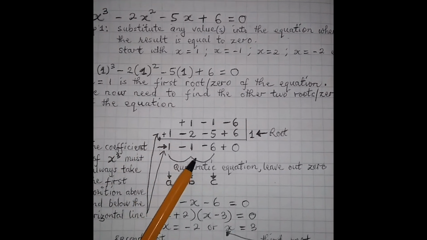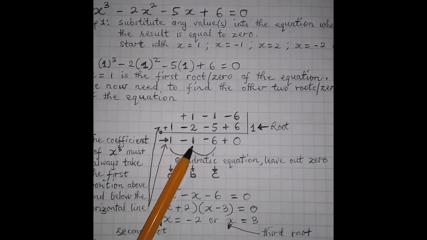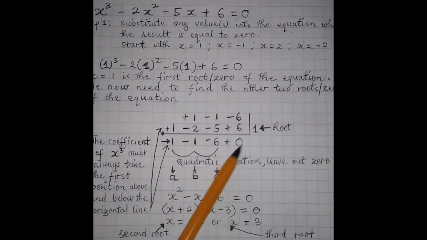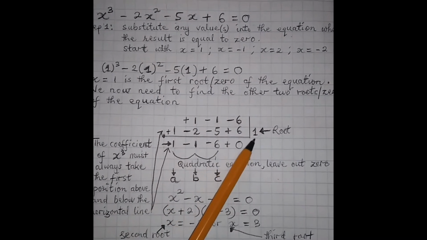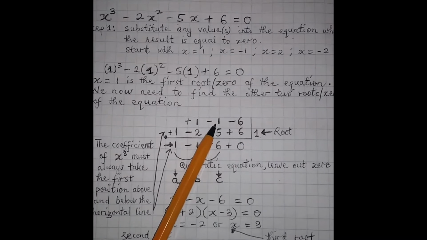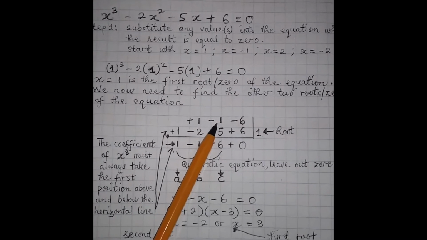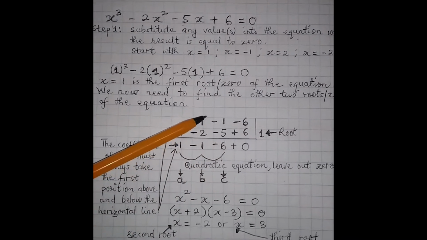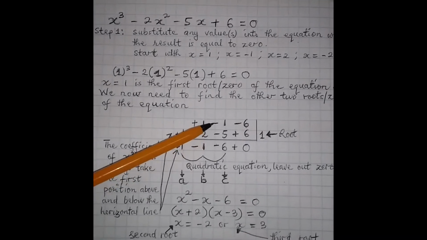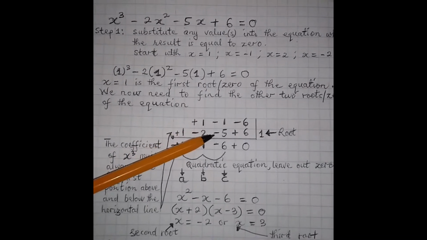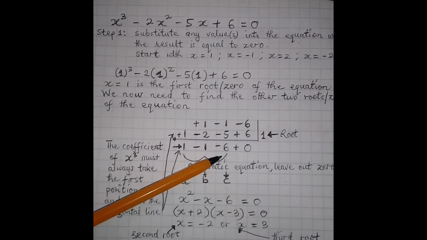Then I told you already that whatever you get below here, use it to multiply here. So now -1 times 1 will give us -1. We write it on top of the next term. This is -1. Then you already have -5. So on your calculator, you see -1, -5. It will give you -6.